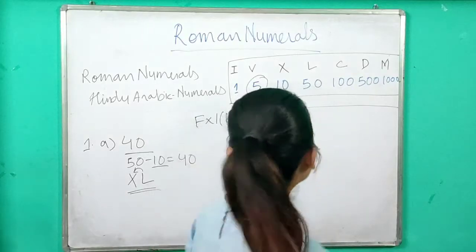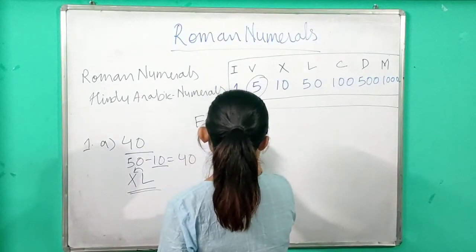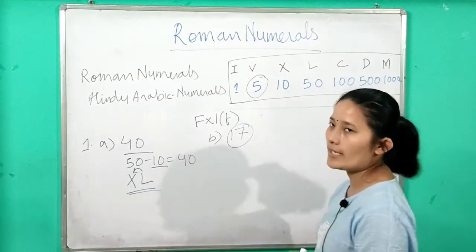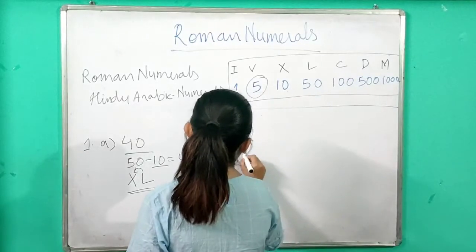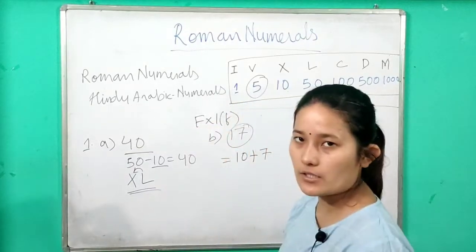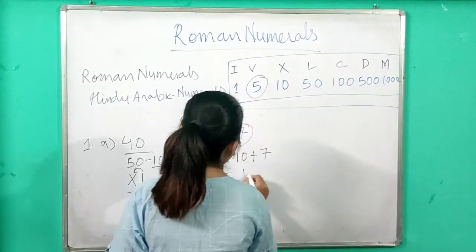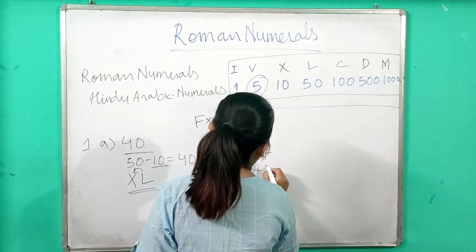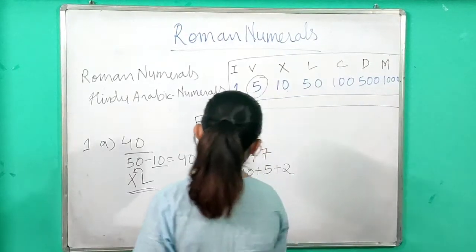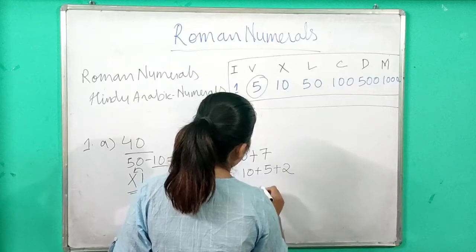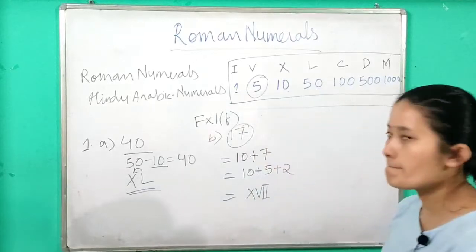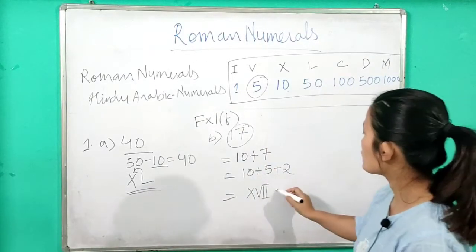Okay, now next one is 17. If you compare 50 and 10, then 17 is nearest to 10. So 10 plus 7 is your 17. If you break it further, 7 can be written as 5 plus 2. So 10 means X, 5 means V, and 2 means I repeated twice. So this is your 17.